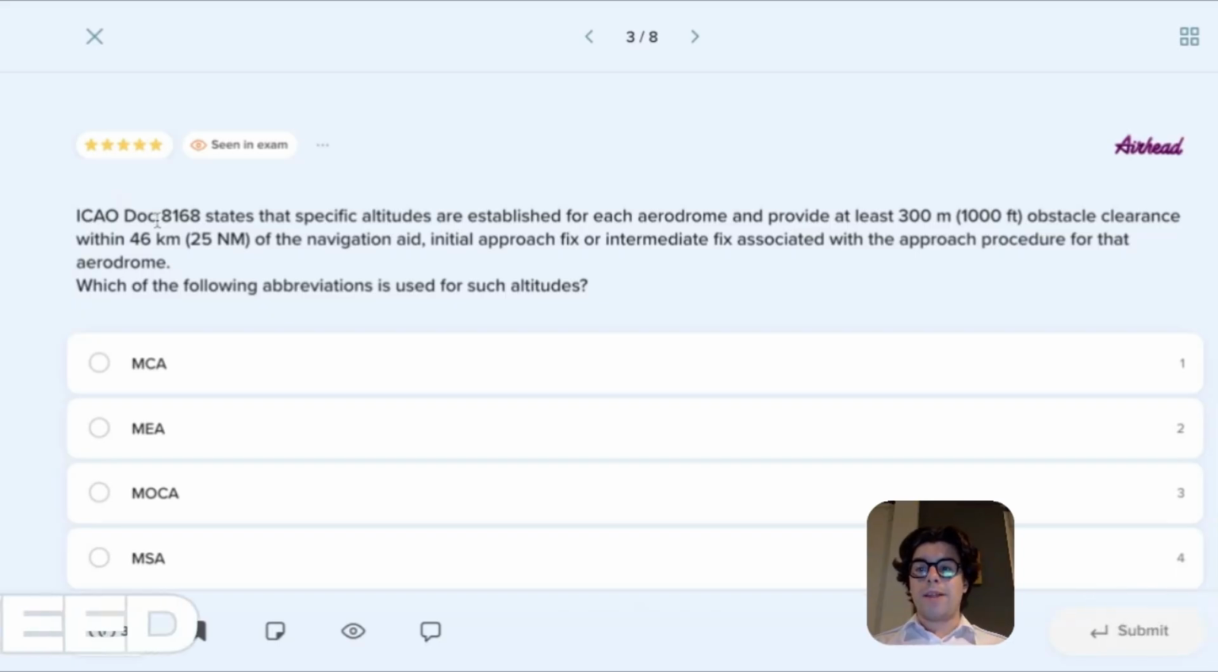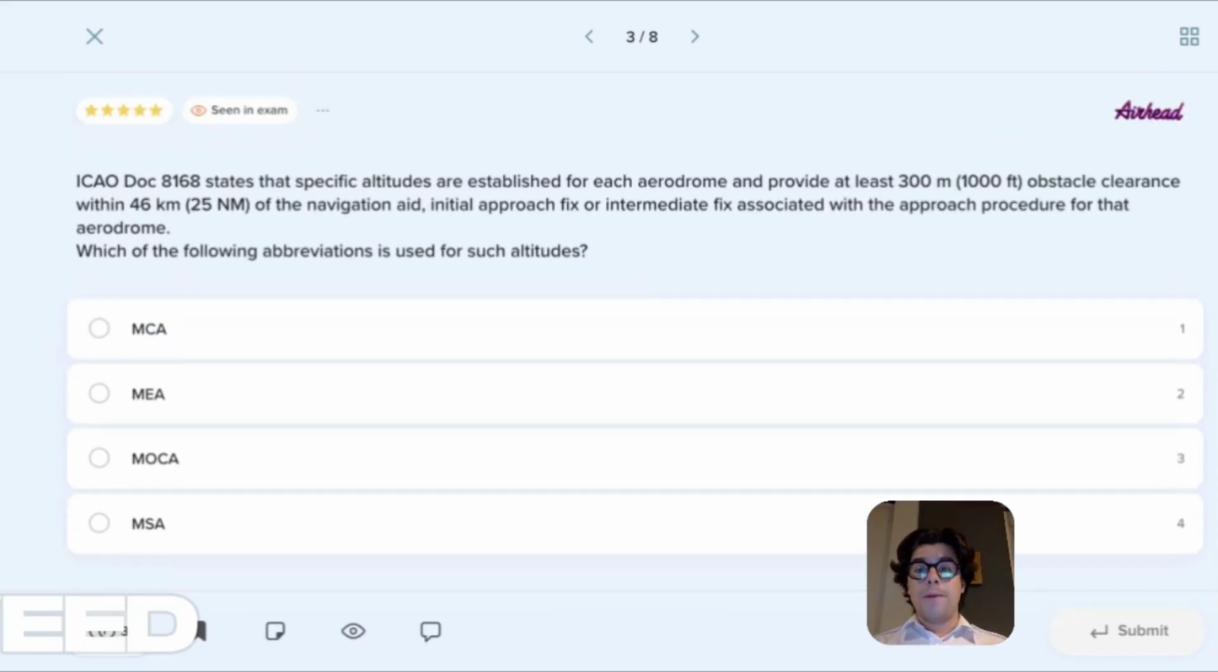So the ICAO document 8168 states that specific altitudes are established for each aerodrome that provide at least 300 meters, 1,000 feet obstacle clearance within 25 nautical miles of the navigation aid. So which of the following abbreviations is used for such altitudes? And this, of course, is MSA, minimum sector altitude. And the minimum sector altitude is almost the same as the TAA or the terminal arrival altitude, which will be also 25 nautical miles radius, but from a specific point, such as intermediate or initial approach fix. This gives you obstacle clearance of 1,000 feet or 2,000 feet in mountainous areas.